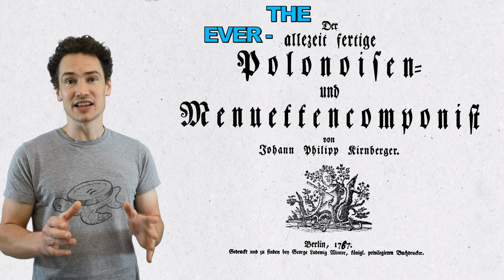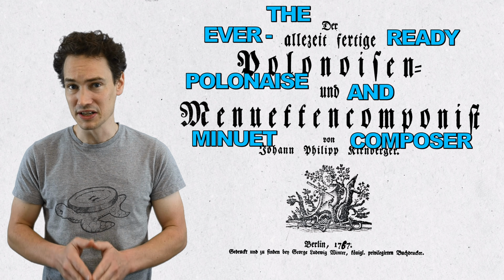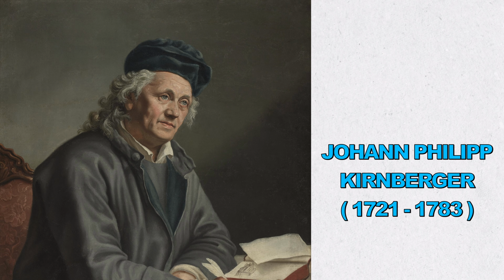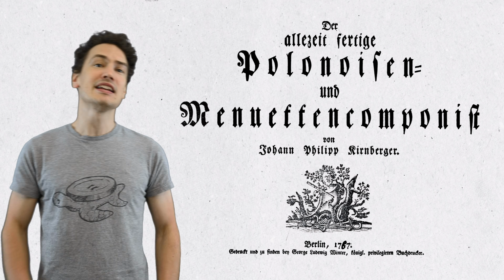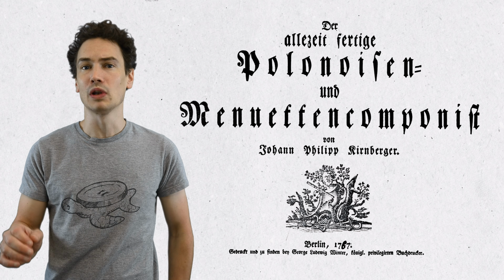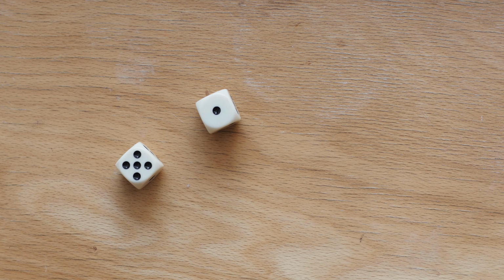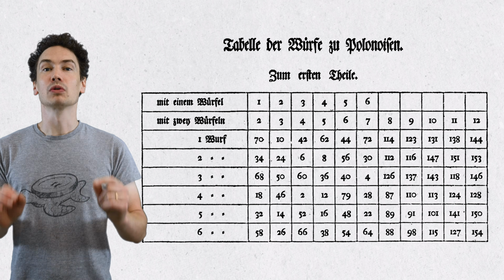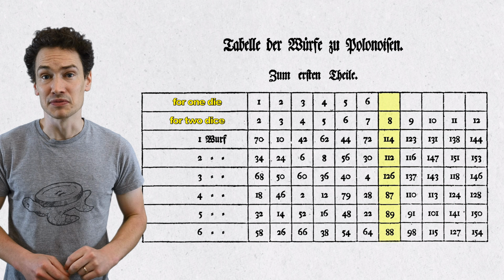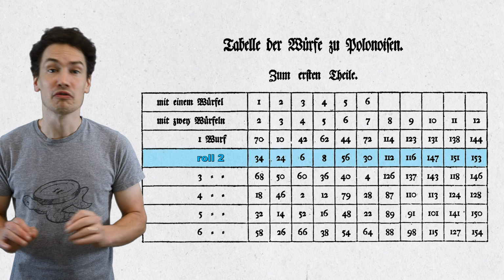This is Der Allerzeitfertige Menuetten- und Polonesen-Komponist by the composer Johann Kirnberger from 1757, and it is the oldest known example of what we call a musical dice game. It works like this. You roll either 1 or 2 dice, and the number you roll corresponds to these columns. The rows correspond to what throw of the dice you're on.